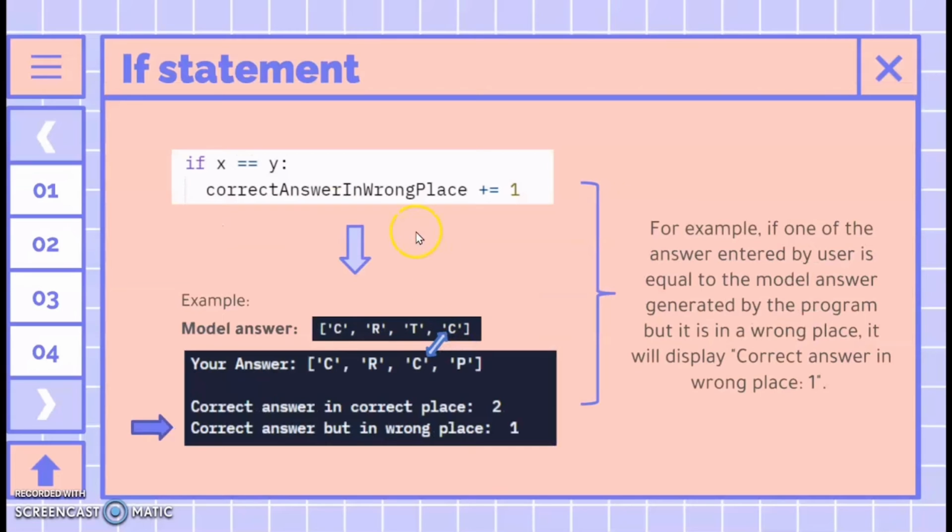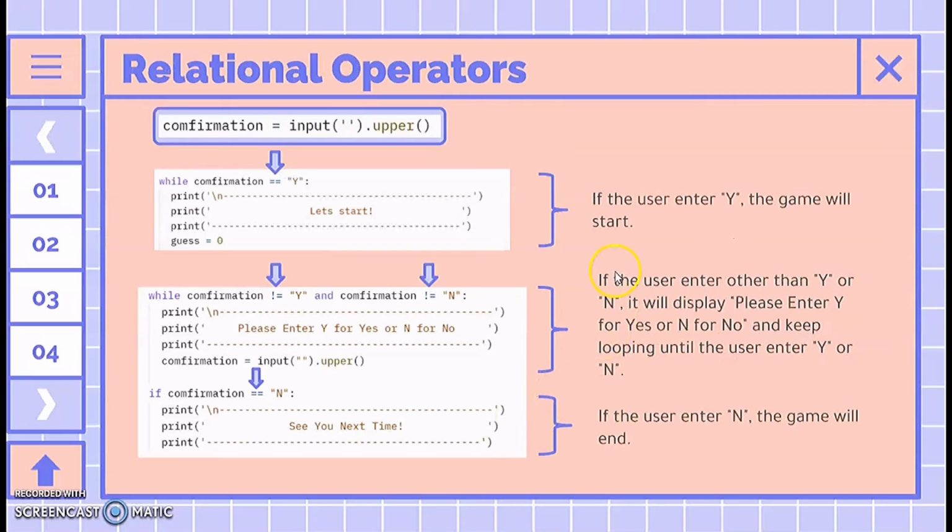Finally, the last example is if one of the answers entered by the user is equal to the model answer, but it is in the wrong place, it will then display correct answer in wrong place is equal to 1. Next, come to the relational operators. The first example is if the user enters Y, the game will then start. The second example is if the user enters other than Y or N, it will then display please enter Y or N and keep looping until the user enters the correct answer. The third one is if the user enters N, the game will then end.